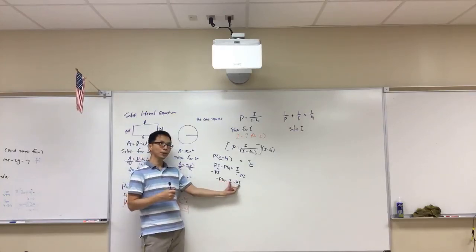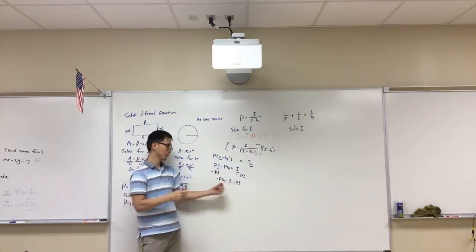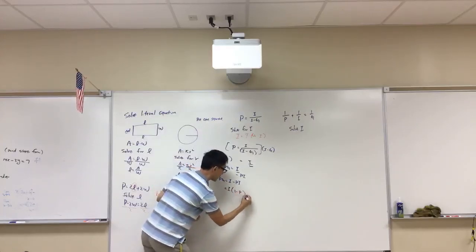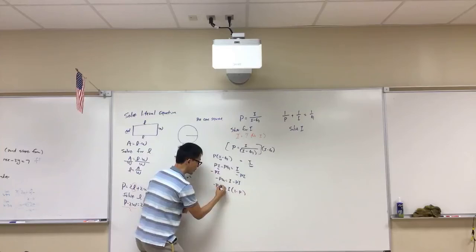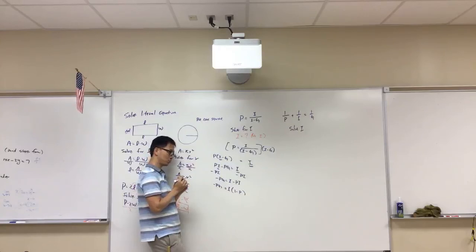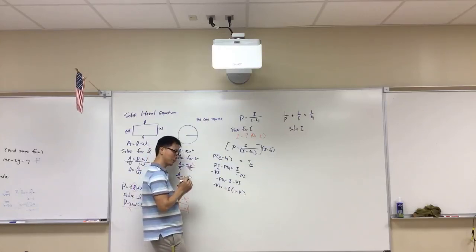How can I get factor here? What do I factor out here? I. So that's going to be 1 minus p, right? And this one's minus pg. Now can I get I by itself? Yeah. Divide both sides by what? Not I. One minus p.